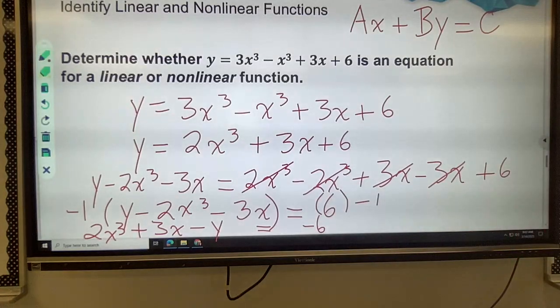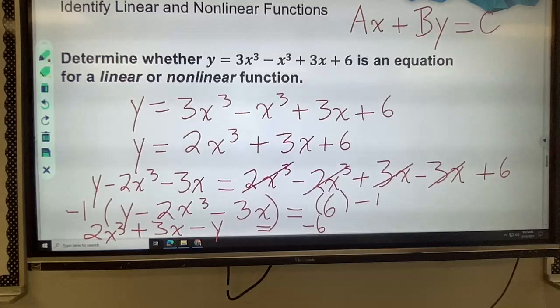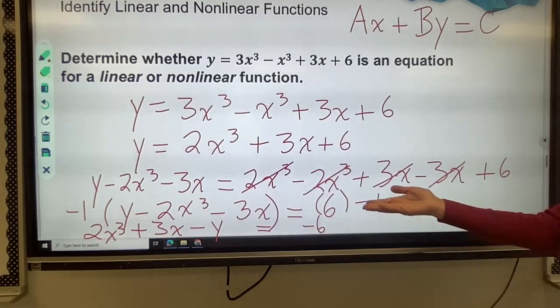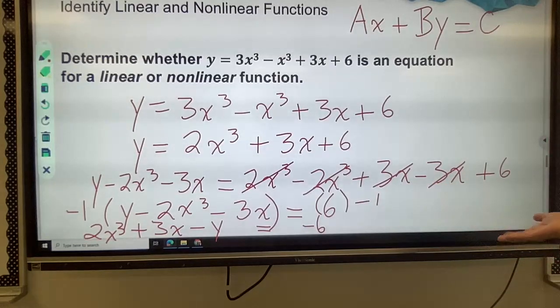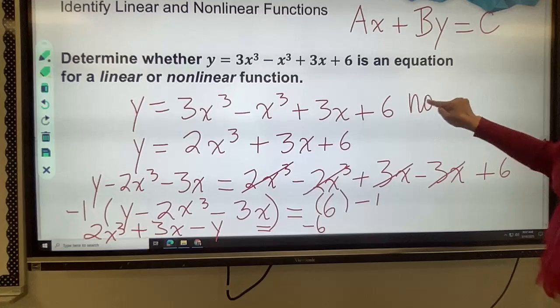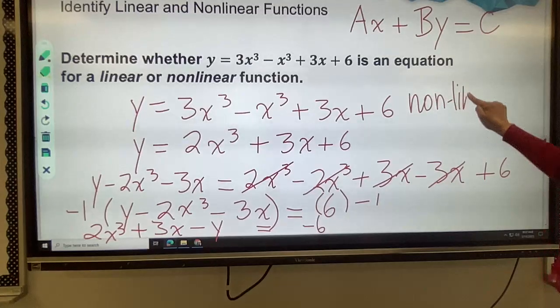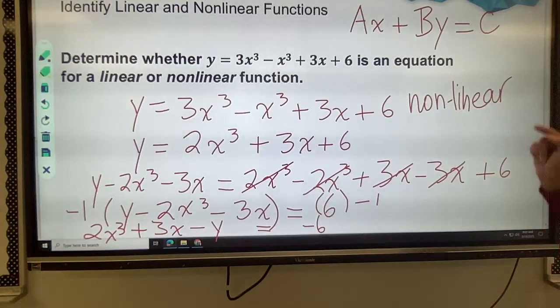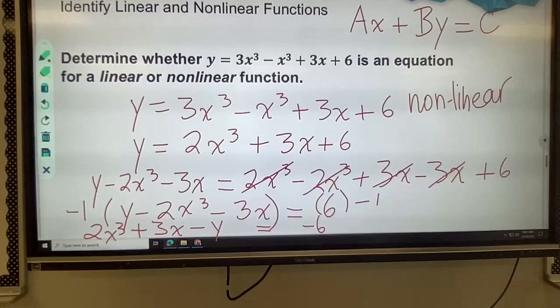So let's look at this one. Is it in the form ax plus by is equal to c? It is not. And so therefore, as you can see, this is definitely not in this format. So this is a non-linear equation.